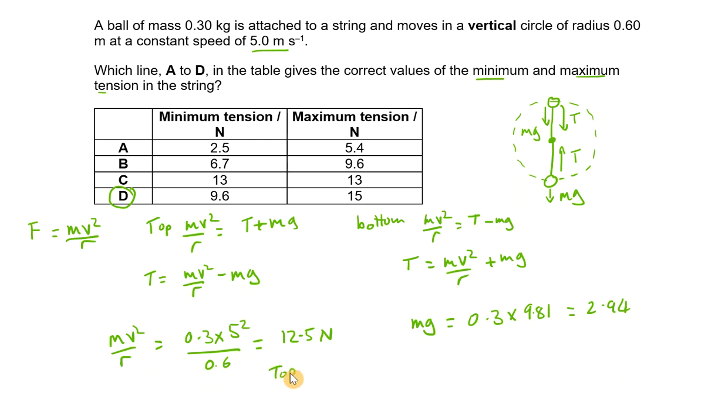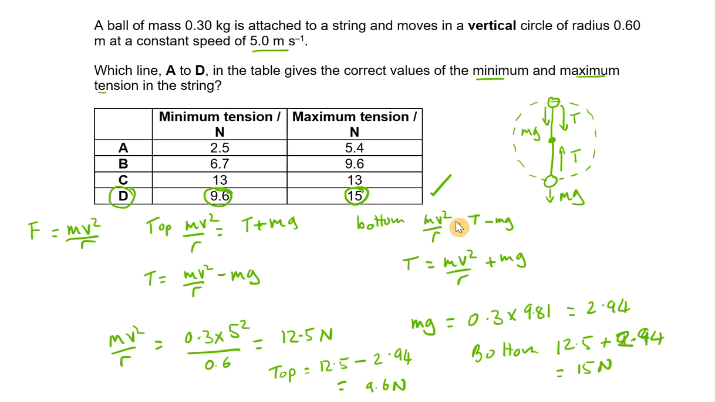So at the top, the tension is 12.5 newtons minus the weight, which is equal to 9.6 newtons. And at the bottom, the tension is going to be the centripetal force, which is 12.5 newtons, plus the weight, which is equal to 15 newtons. 9.6 and 15 newtons, answer D.